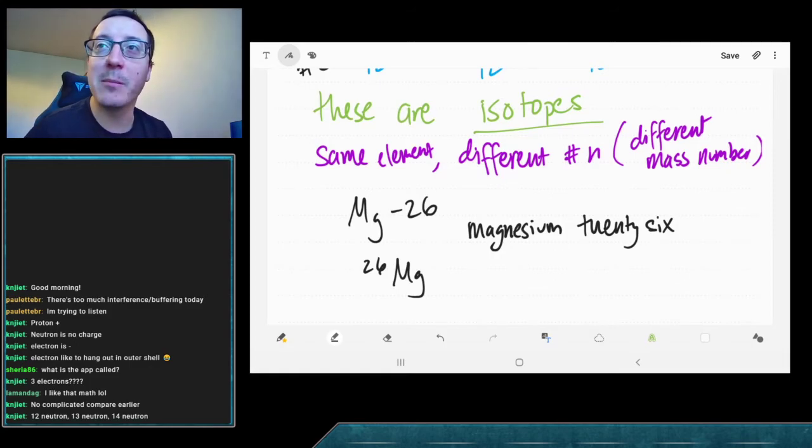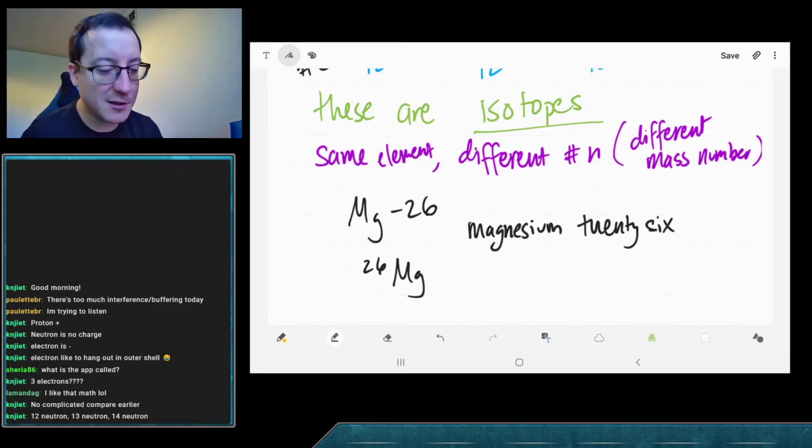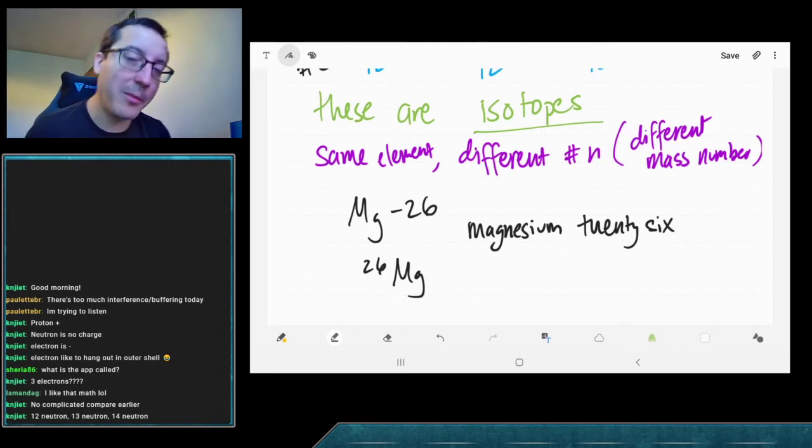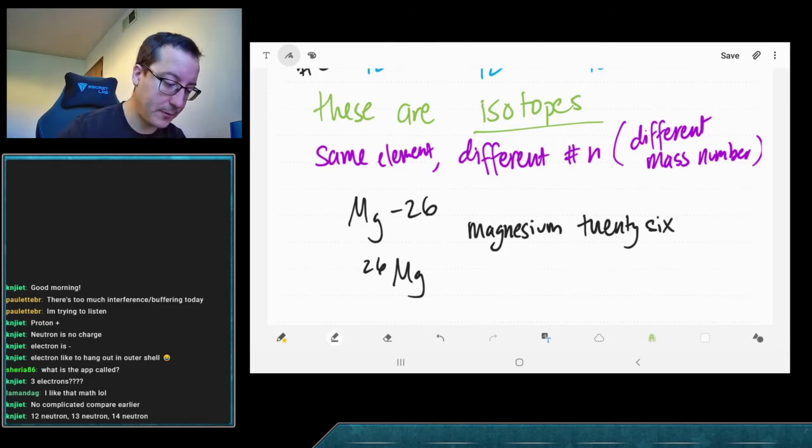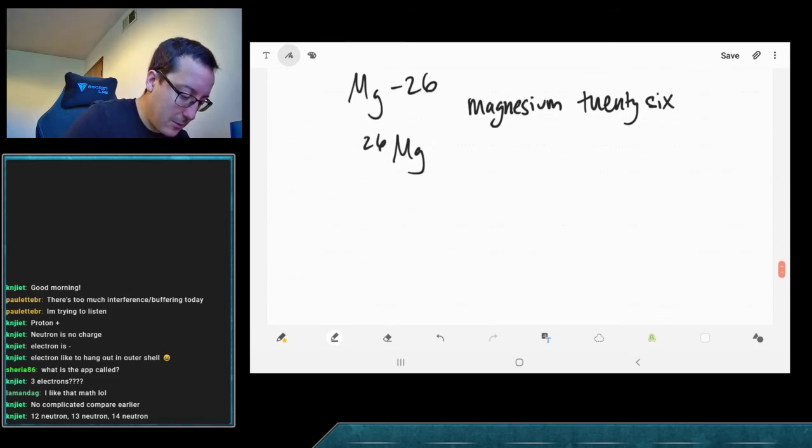So when you hear people talking about magnesium 26, you know they're talking about this particular isotope. You've probably heard people talking about uranium 235. That's an isotope of uranium. Or uranium 238, same thing, it's a different isotope of uranium. Okay, so those are isotopes. They have different numbers of neutrons. Alrighty, and so let's do another couple examples.